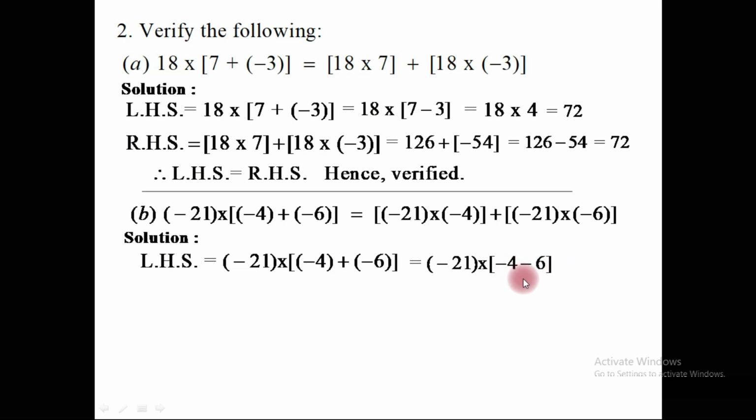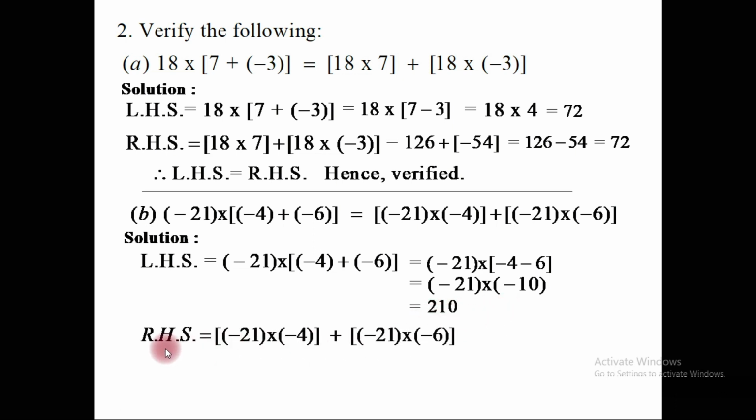So minus 4 and minus 6 adding, we get minus 10, which is again multiplied with minus 21. Minus and minus multiply becomes plus. 21 into 10 is 210, plus 210. And the value of the right hand side.